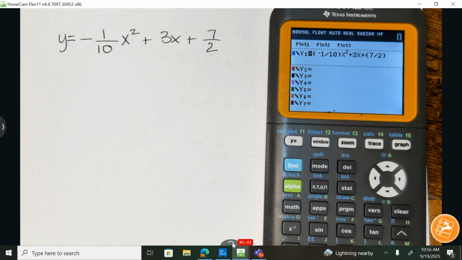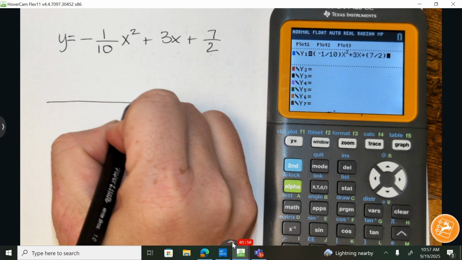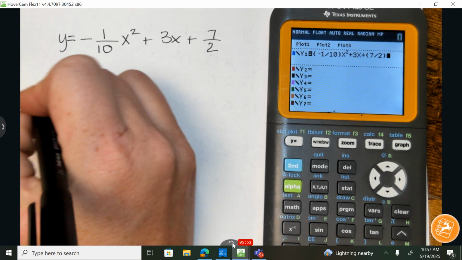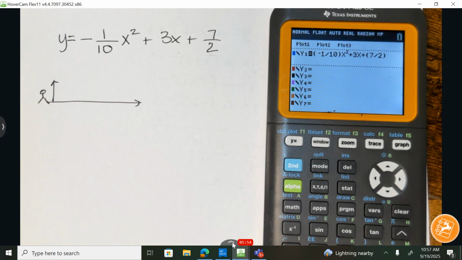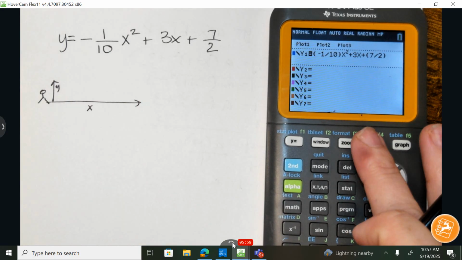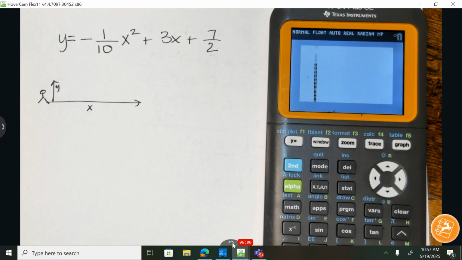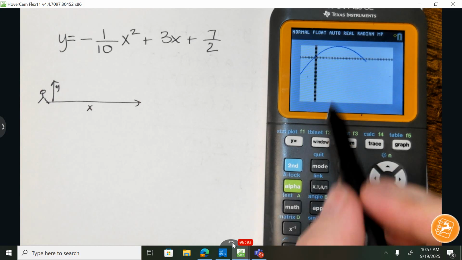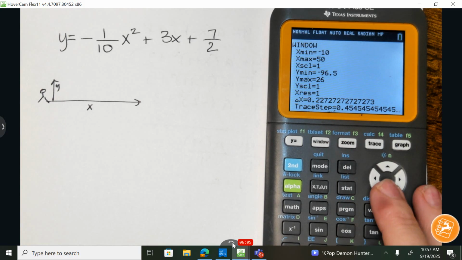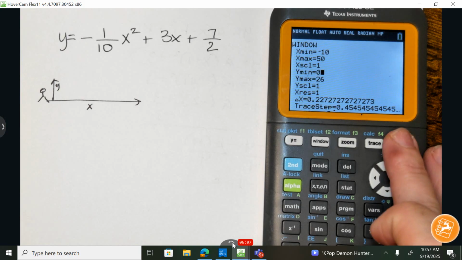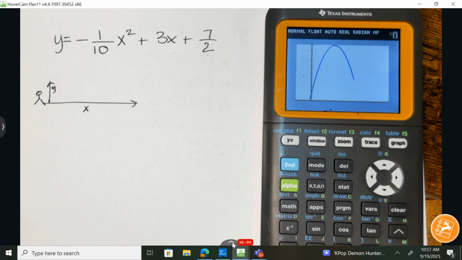The height of a ball thrown by a child is given, where x is the distance in feet from where the ball is thrown. So x is the distance from where the child throws the ball, and then the height of the ball above ground is given by our y. Okay, so let's do a zoom fit, and we can adjust accordingly. We don't need to know any of the negatives. We're going to adjust the y, and now we have a good idea what this looks like.